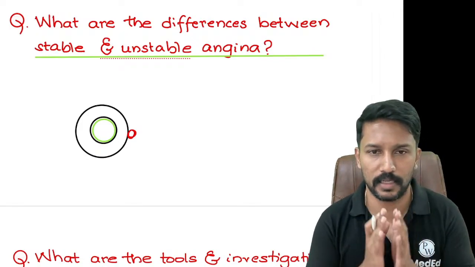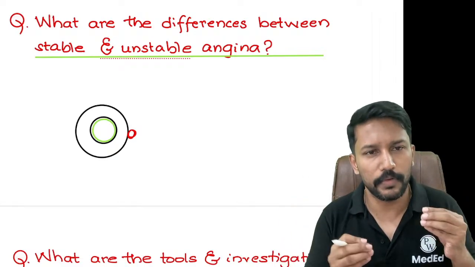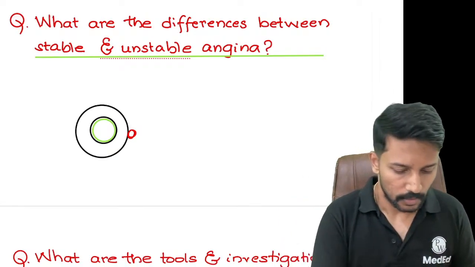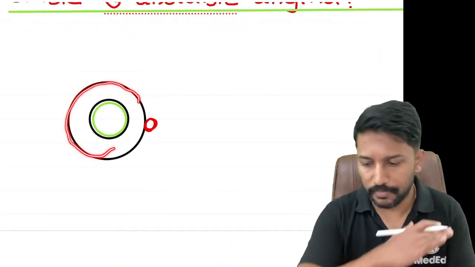Stable and unstable angina. So far we have understood the basic definition of angina. Now we will go a little deeper and understand the difference between stable and unstable angina. To understand the difference, let us think that this is my left ventricle. I have taken a cut section.